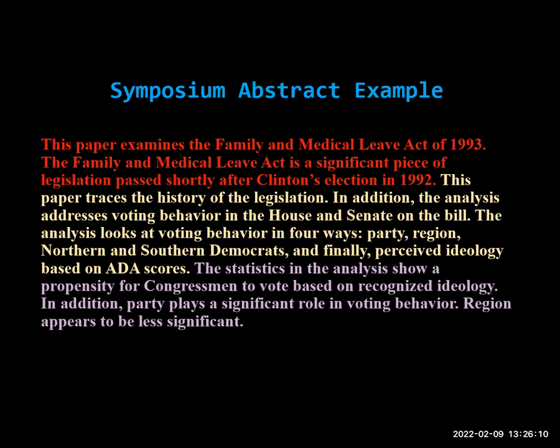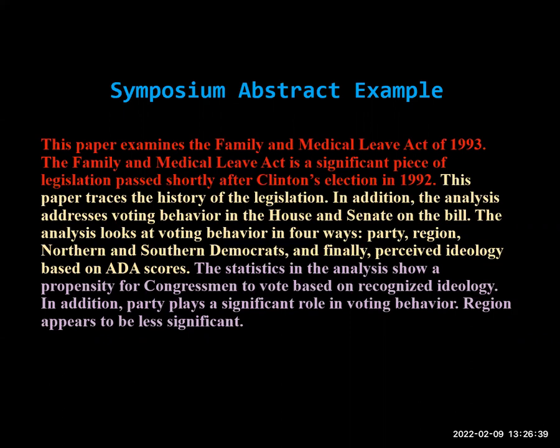Based on those parameters, the researcher found that congressmen had a propensity to vote based on recognized ideology, and also that party played a significant role in voting behavior. But whether people were from the North and the South didn't seem to matter as much. What mattered was what party they belonged to and what ideology they held.